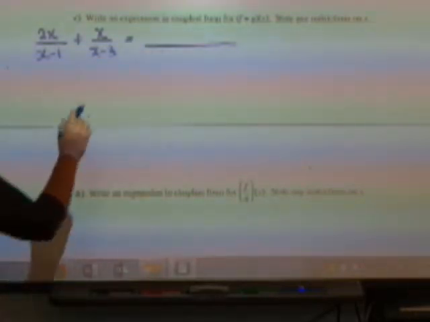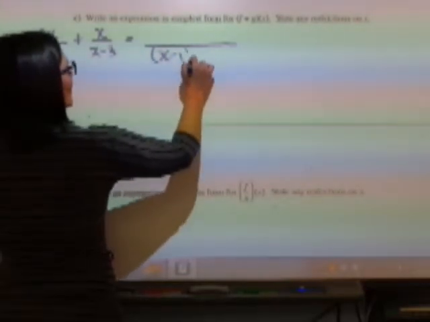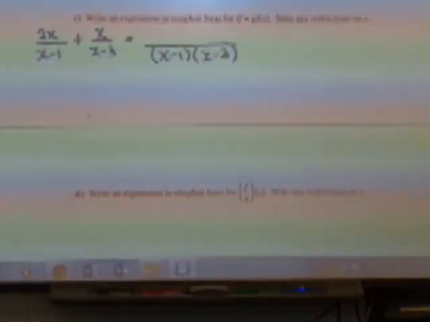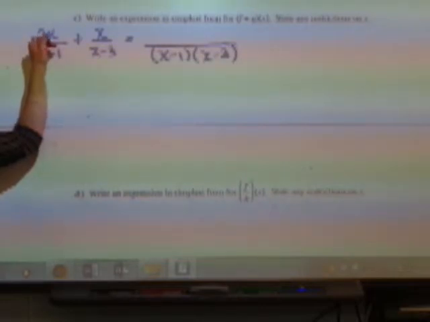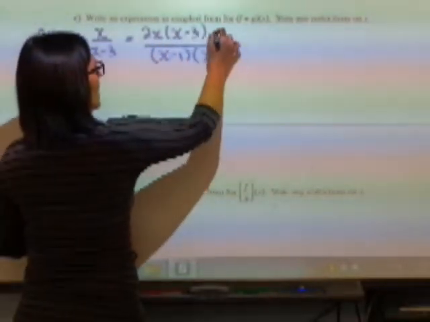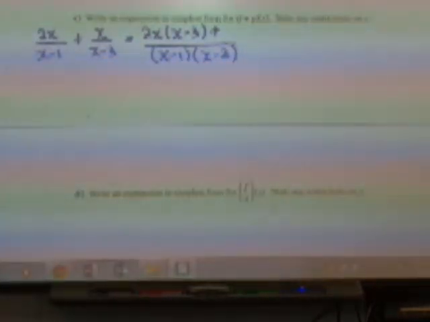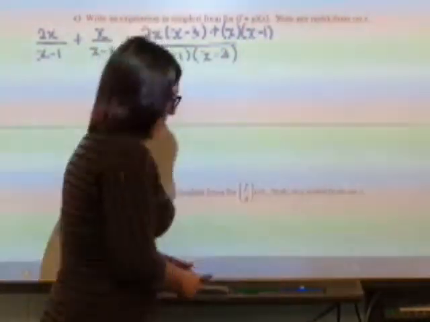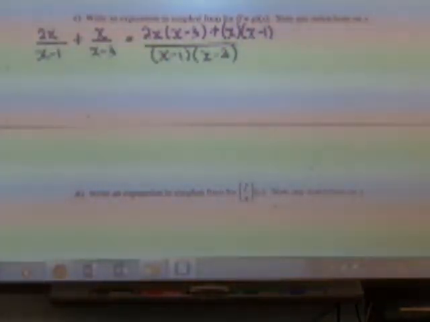Okay, x minus 1, x minus 3. Okay. So if my common denominator is x minus 1 times x minus 3, what do I need to multiply my first rational expression by? X minus 3. And what do I multiply the second one by? Okay, I'm going to give you a moment. I want you to simplify it.